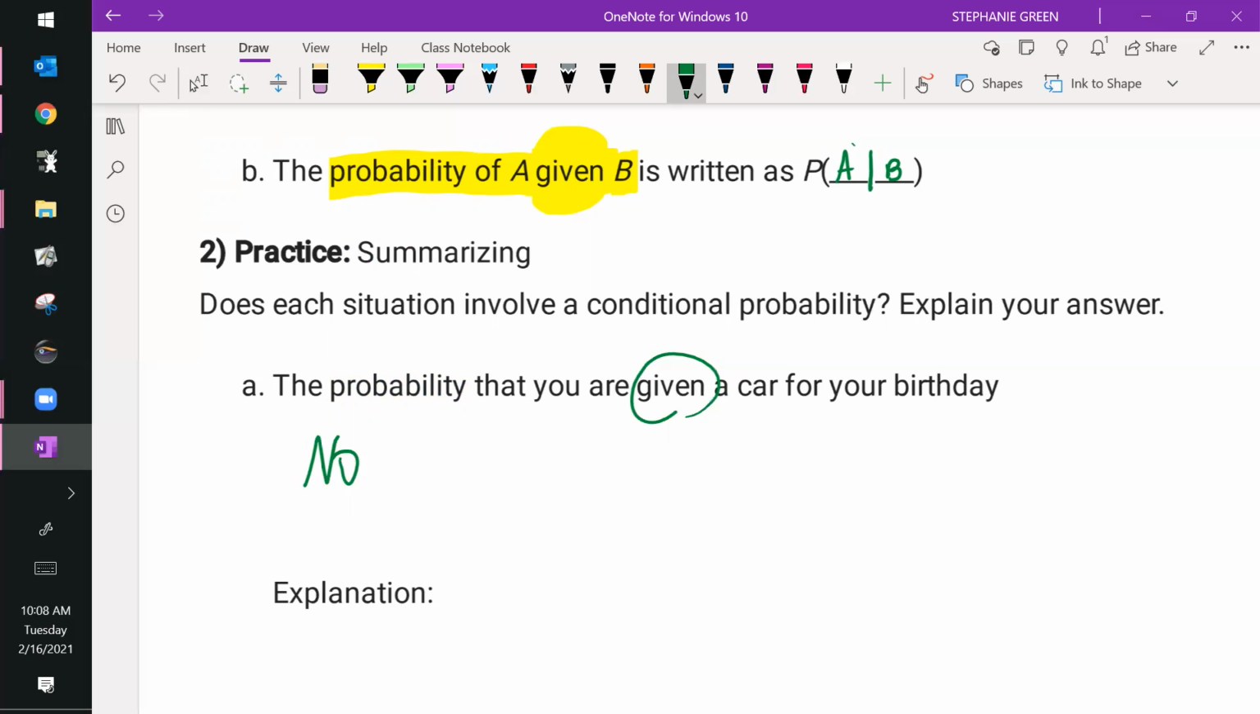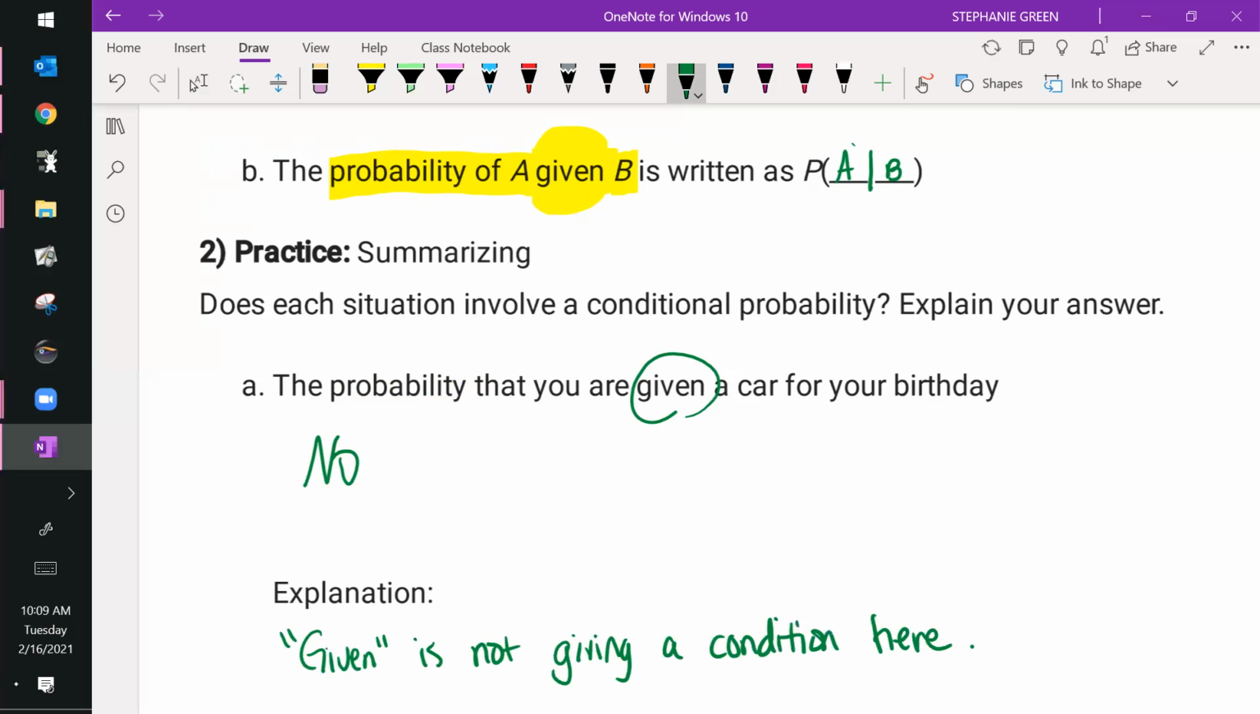I could change this to a conditional probability. I could say the probability that you get a car given that it is your birthday. Or I could say the probability that you get a car on your birthday given that you're turning 16. Or the probability that you get a car for your birthday given that you have been good in school or in general. So no, I would say no here. My explanation would be that the term given is not giving a condition in this context.